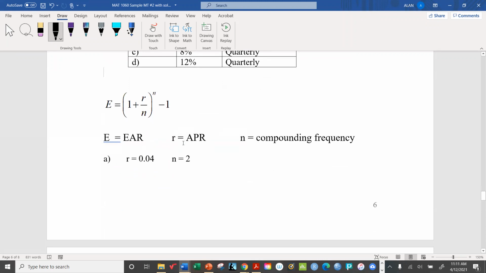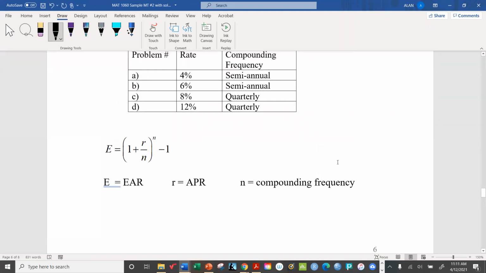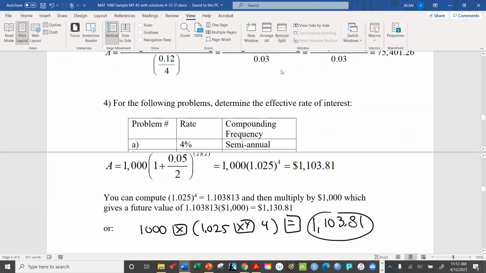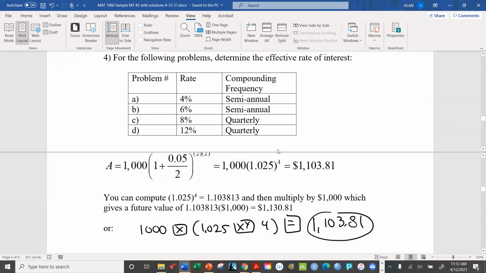Like, let's look at this one, for example. First, let me split the screen because I want to be able to see what I'm doing. Yeah, all right, hold on. Whoops.